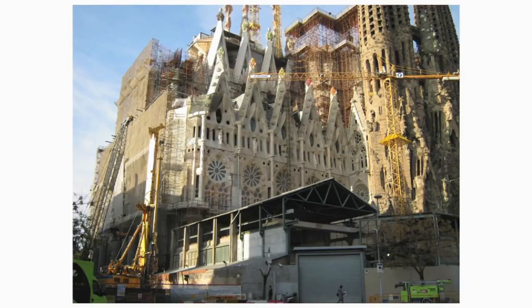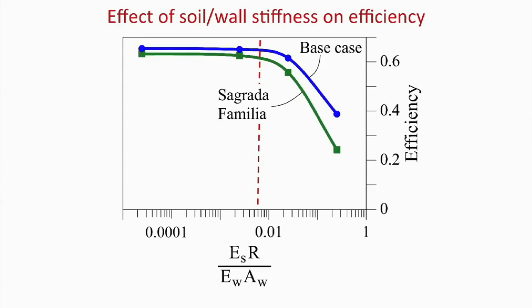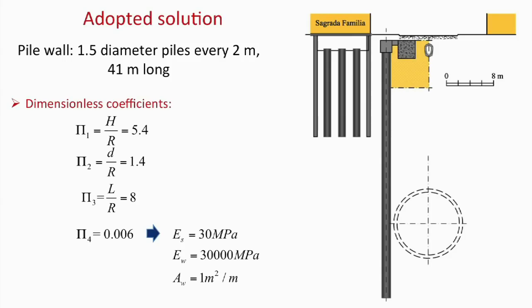Now, let me just show you some additional information about the Sagrada Familia. Here you have the construction of the wall, very close to this facade. This is a case that we could actually transform into our dimensionless numbers. Here are the numbers for the Sagrada Familia, and then you might try to apply this theory. Here it is, this is the previous base case that we more or less invented, and then the Sagrada Familia case, showing the efficiency as a function of this stiffness ratio. We are here, this 0.006 is this value here.